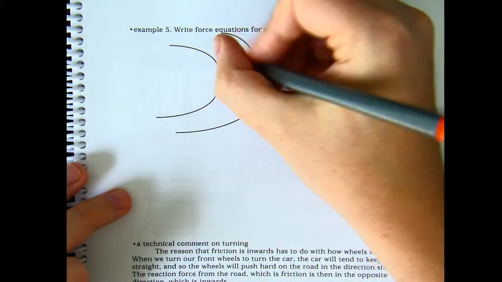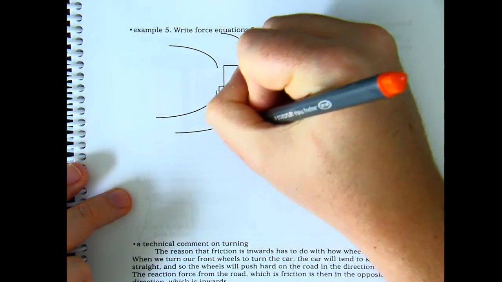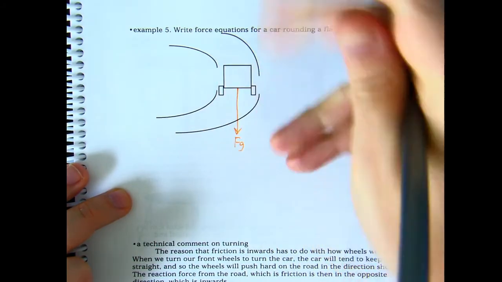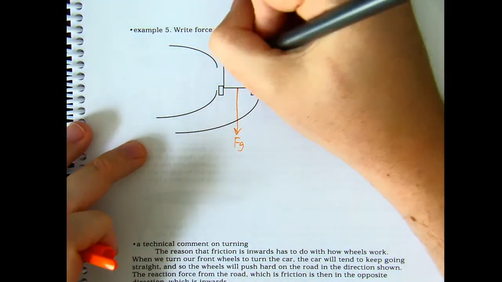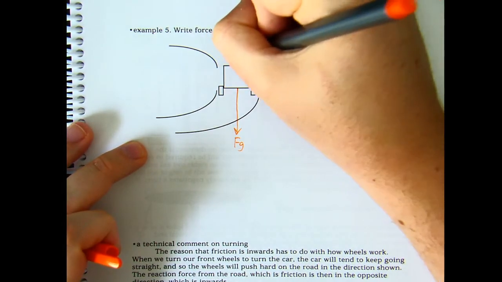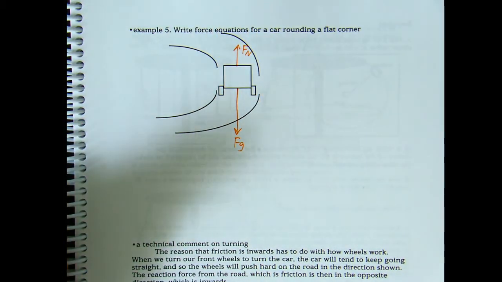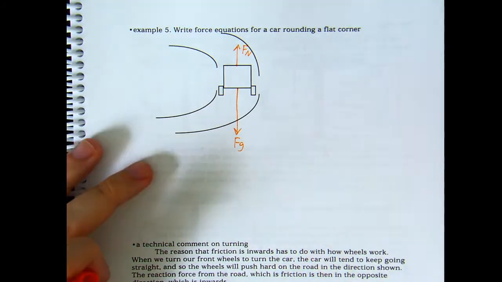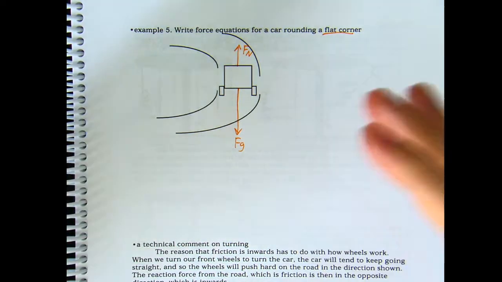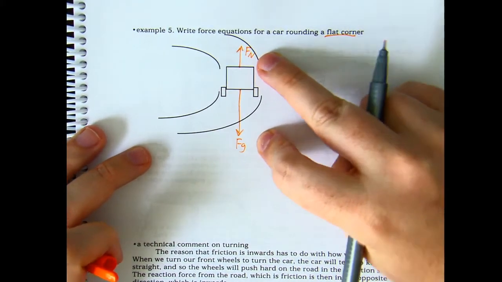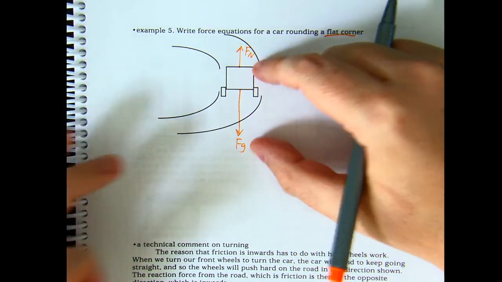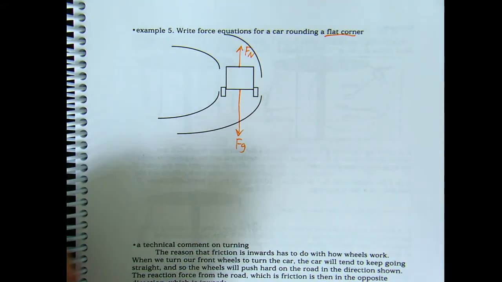So if we free body diagram this thing, gravity we're going to have straight down. Technically it would be angled because the road's slightly angled, but whatever. For the sake of our drawing, FG is straight down. And FN is going to be straight up. We're told that this is a flat corner, even though the drawing is terrible and doesn't look like it. So we know something is true about Fn and Fg. If this is a flat corner, these two have to be equal. There's no inclines going on here. We can look at that later. It's going to be a good question.